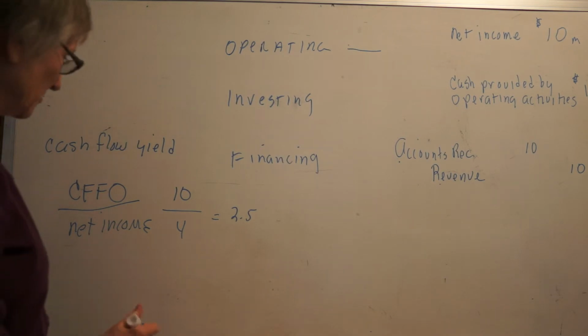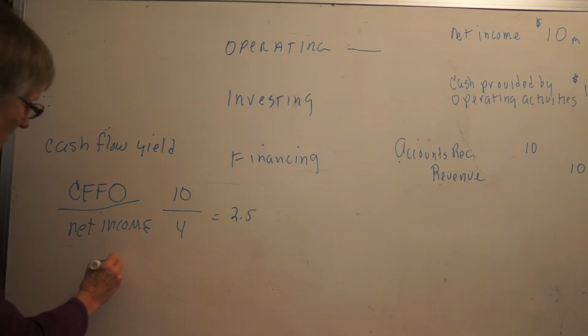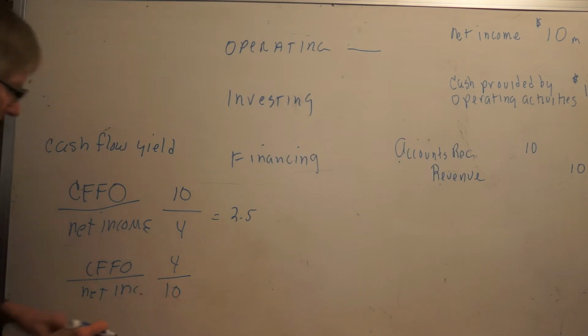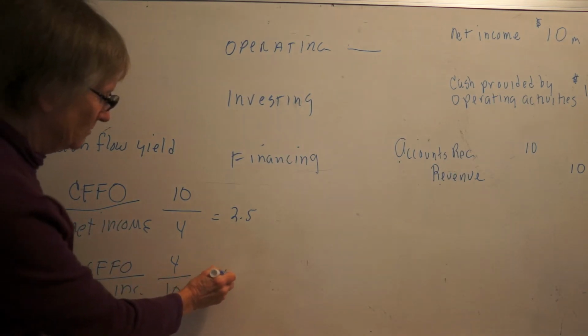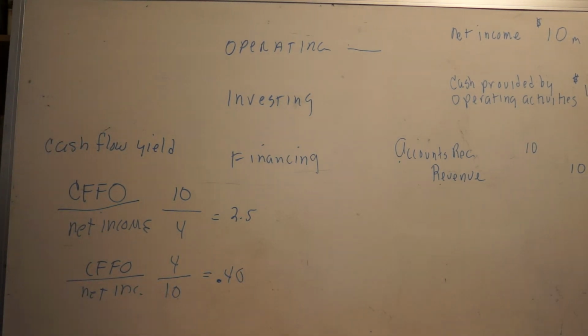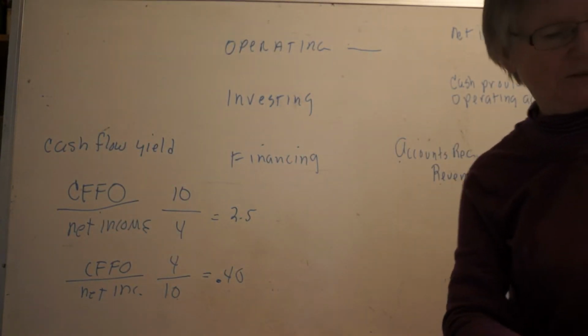However, if it's the other way around and your cash flow from operating activities is 4 and your net income is 10, you've got a higher net income than is generating the cash, so you've got 0.4 as a cash flow yield. And so generally you want this number to be 1 or better. Okay, so that's kind of an ideal.